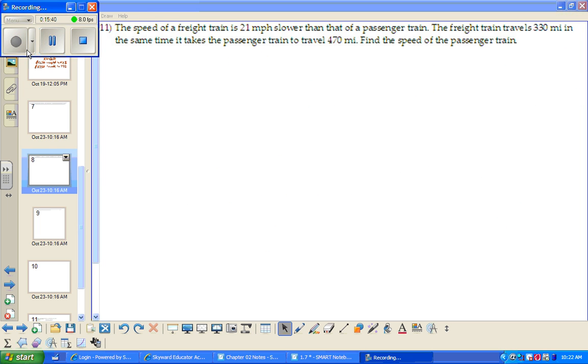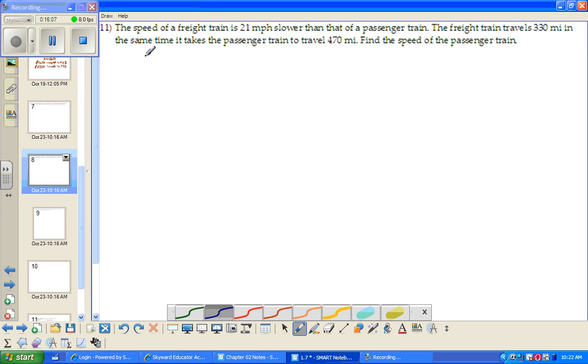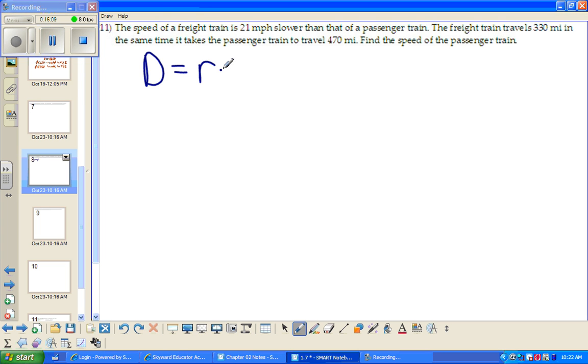The next question. The speed of a freight train is 21 miles per hour slower than that of a passenger train. The freight train travels 330 miles in the same time it takes a passenger train to travel 470 miles. Find the speed of the passenger train. Okay, so what's the same for both trains? It's the time that they travel. So you should know that distance equals your rate times the time. Well, the time is the same in both cases.